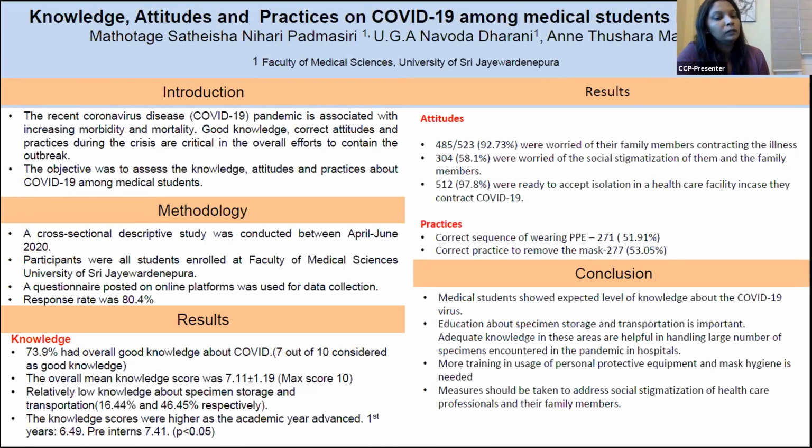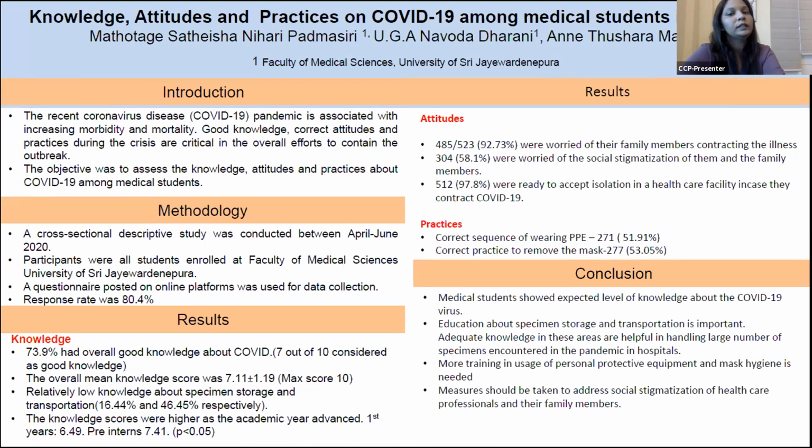The knowledge scores were higher as the academic year advanced. In the first year, the mean knowledge score was 6.49, while in the pre-intern sector it was around 7.41, and that difference was statistically significant.